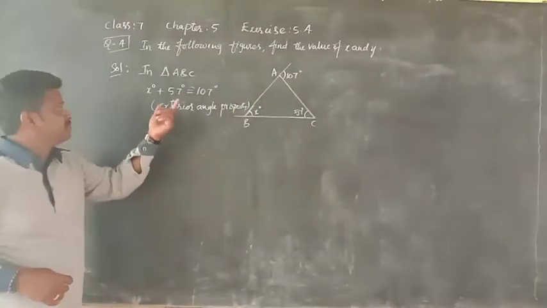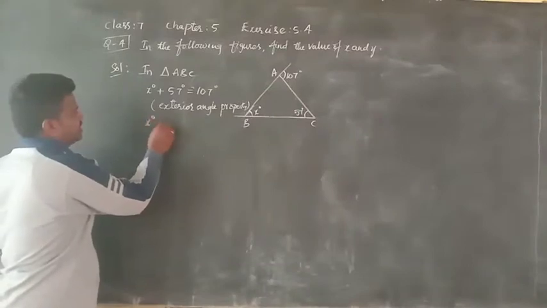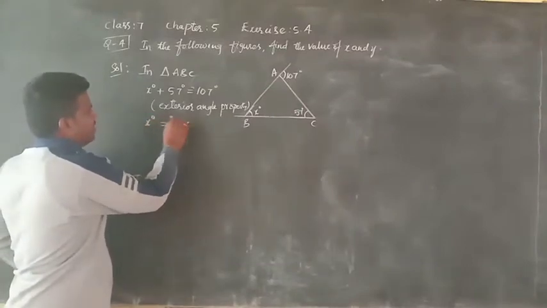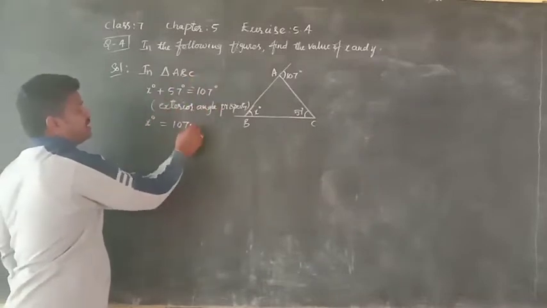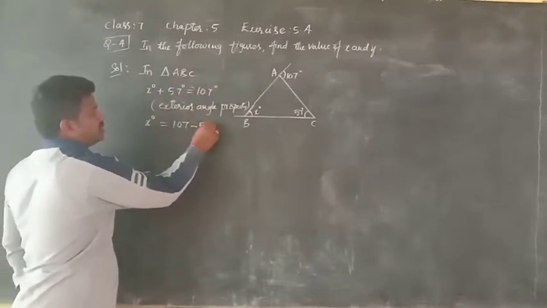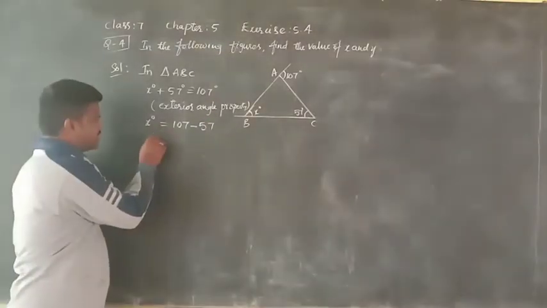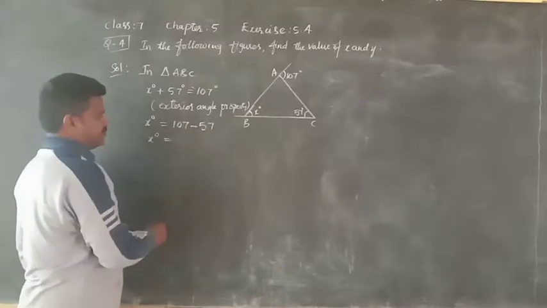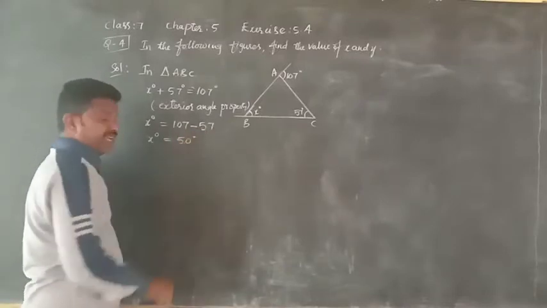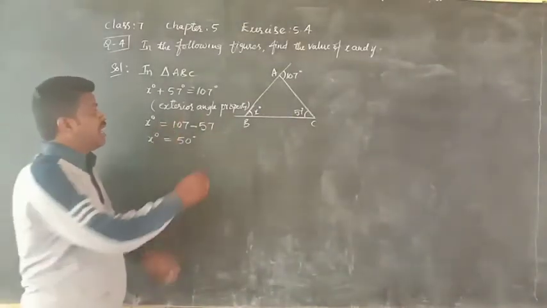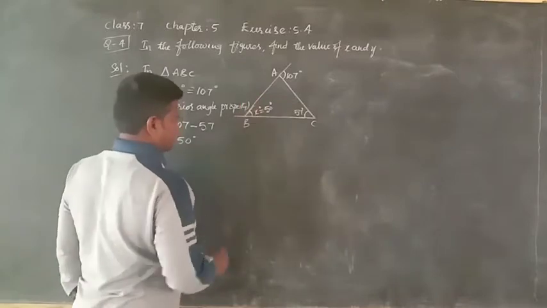Okay, right. Now make x the subject. x degrees is equal to 107. Transpose this 57 to the other side. It will be plus here, so when we transpose, it will be minus. Right. So now what is x? Subtract: 107 minus 57 is 50 degrees. So angle x is equal to 50 degrees.